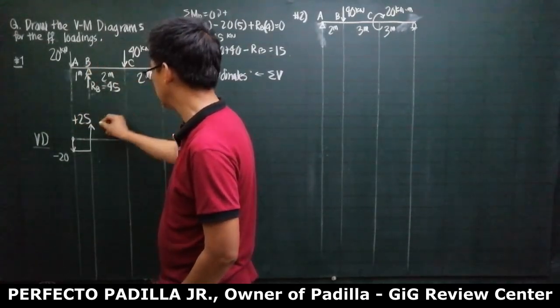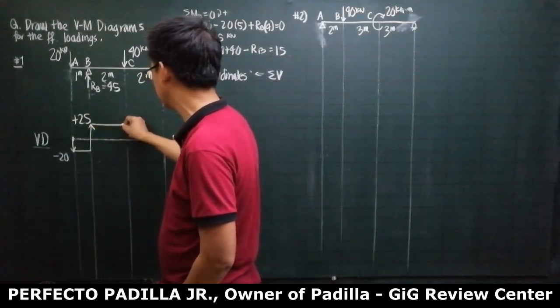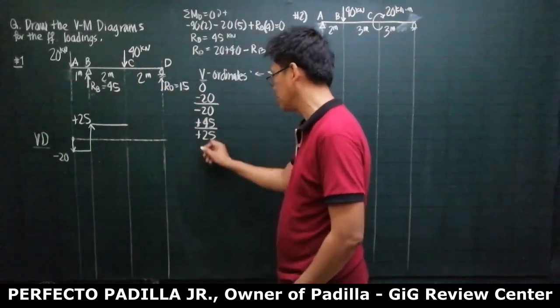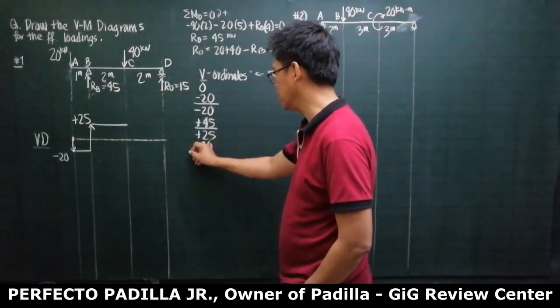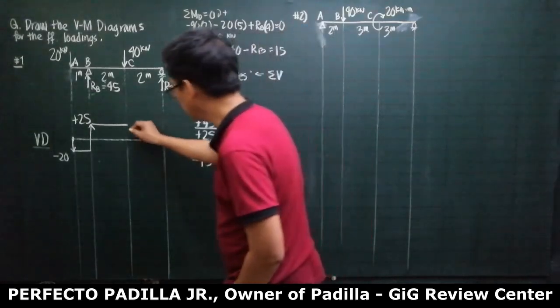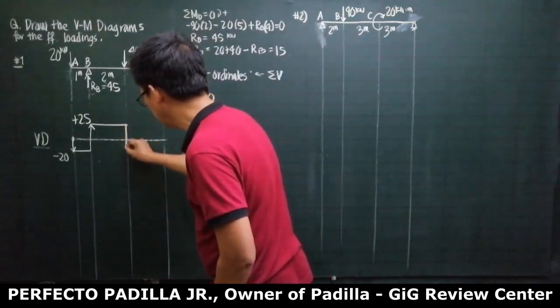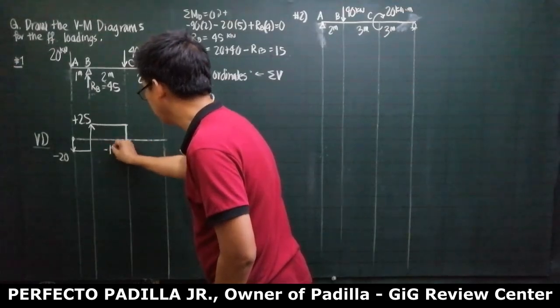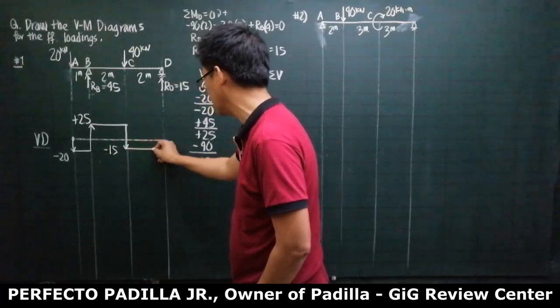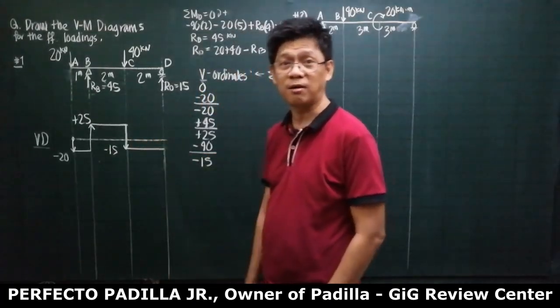From here to here, there is no vertical force, so this remains horizontal. When it reaches this point, there is 40 down, so minus 40. So this is minus 15. Okay? So it will go down here to minus 15. From here to here, there is no vertical force, so there is no change in diagram value.